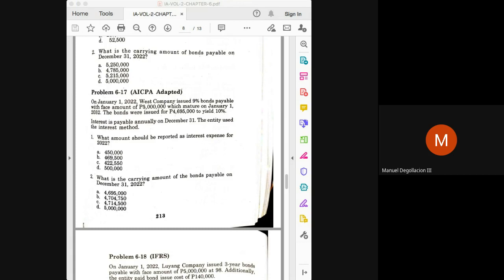471,450 minus 450,000 will give you an amortization of the discount in the amount of 21,450. So if the amortization of the discount for the second year is 21,450, how much then would be the remaining discount? How much then would be the unamortized discount as of the second year?